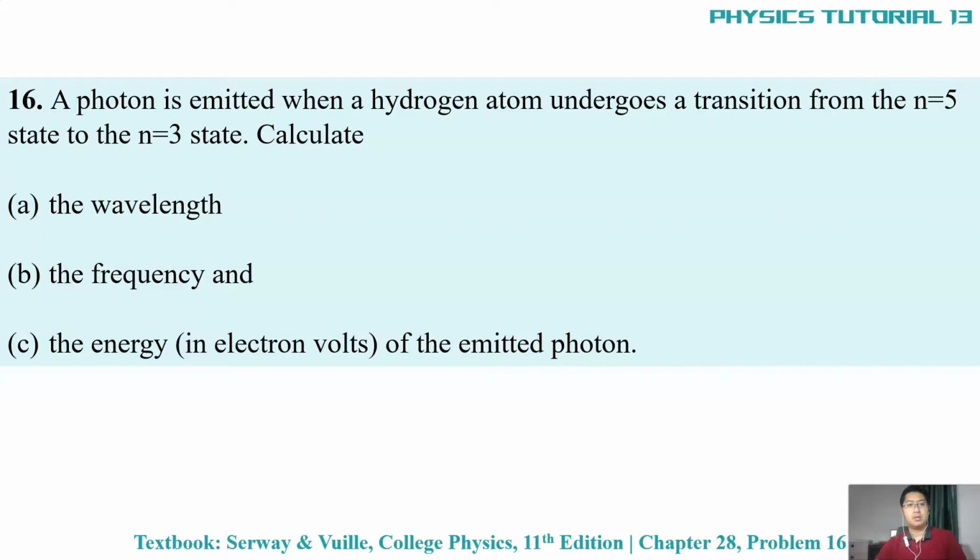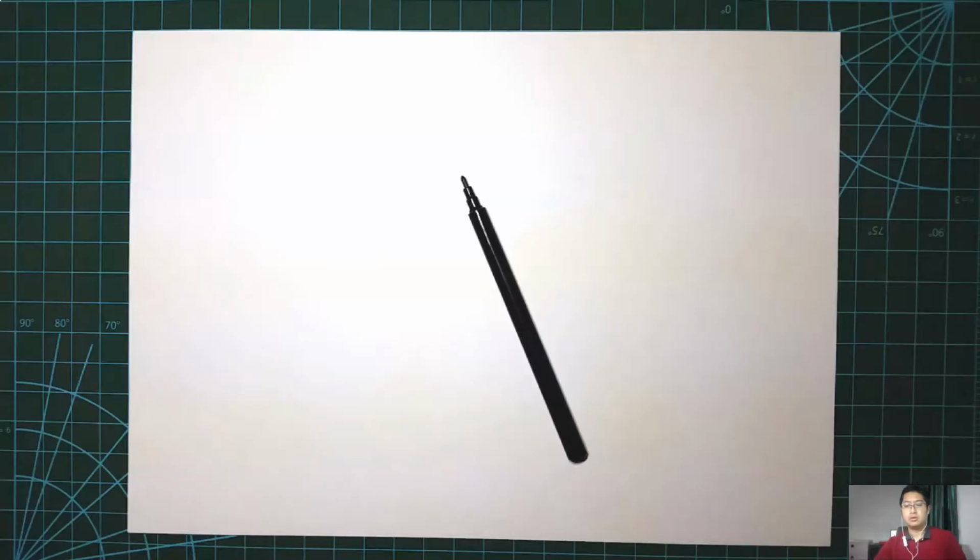We are going to continue with tutorial 13, chapter 28, problem 16. A photon is emitted when a hydrogen atom undergoes a transition from the n equals 5 state to the n equals 3 state. Calculate the wavelength, the frequency, and the energy in electron volts of the emitted photon. So this is the solution.